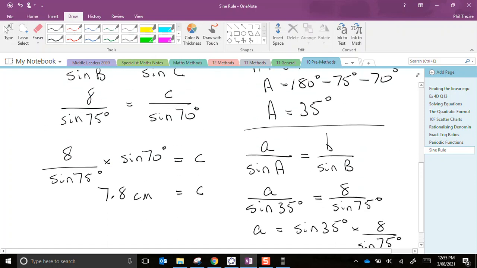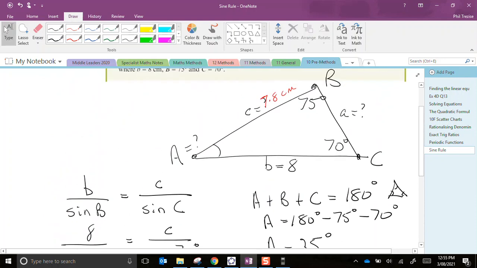So I'll go back and write that on my diagram. So a equals 4.8 centimetres. And what did we say this one was? 35 degrees. We have solved the triangle because we now know all 3 angles and we know all 3 sides.